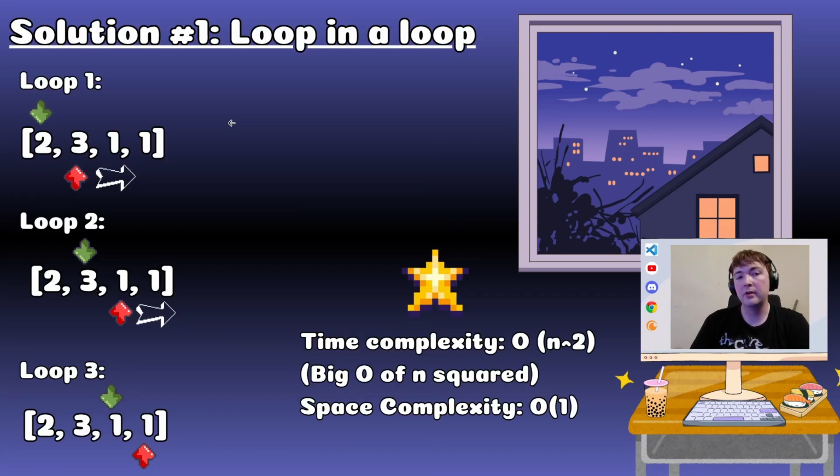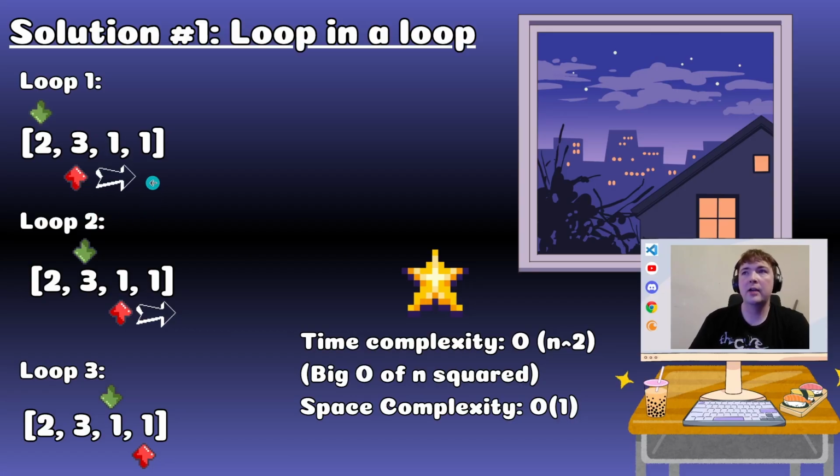So now that we know what we're looking for, let's start with solution number one. The solution number one that I would do is basically a loop in a loop. What you'd basically do is have a left pointer and a right pointer. The left pointer starts here, and the right pointer will start one to the right of left. The left pointer will stay still while the right pointer scans the entire array.